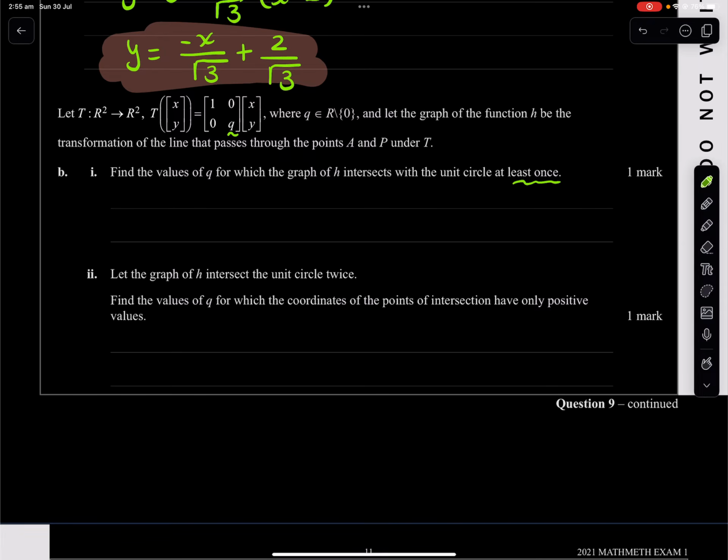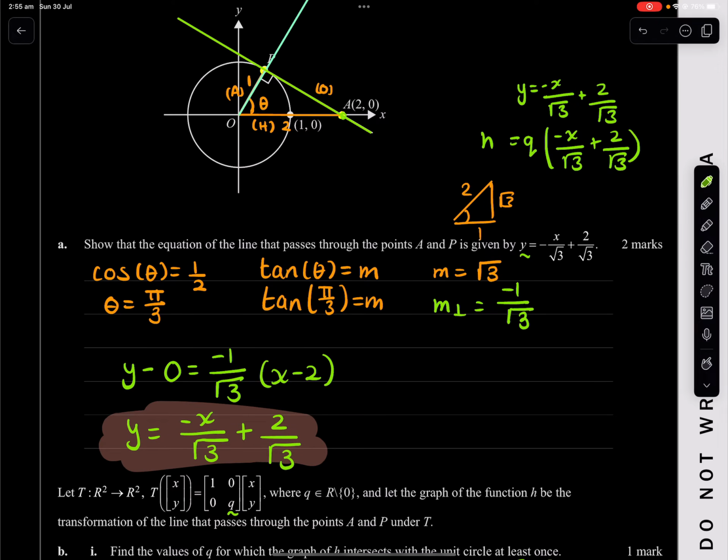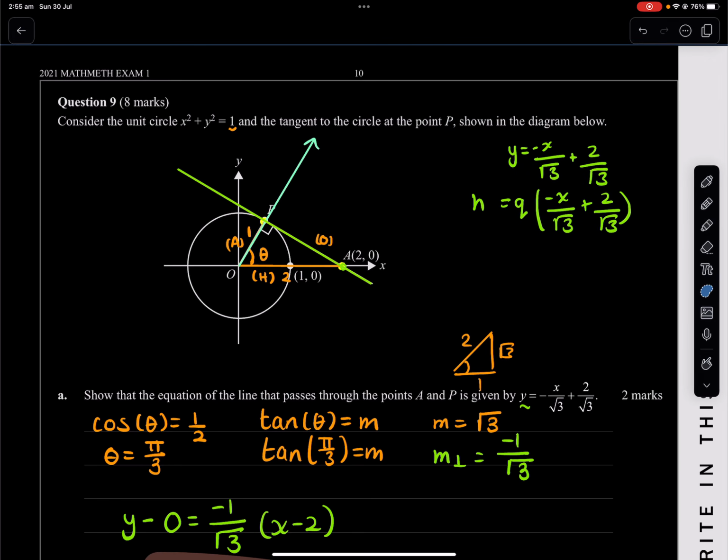So if I'm not mistaken, that's pretty much it. So we have this equation over here. Let's write it as y equals -x over root 3 plus 2 over root 3. What happens is that Q multiplied gives a new function, which is h. So your h would be Q times (-x over root 3 plus 2 over root 3). And it means that it affects both the gradient and the actual y-intercept, that Q value.